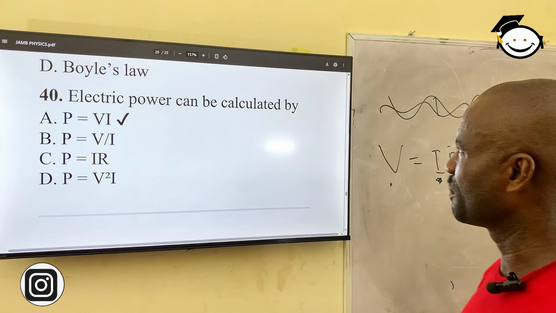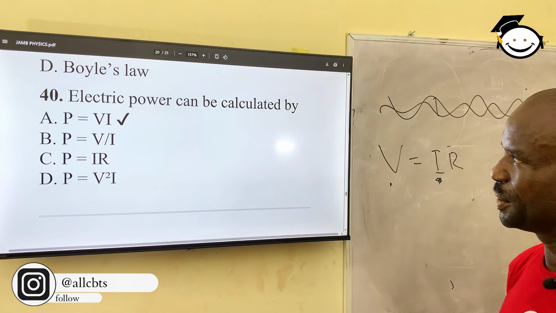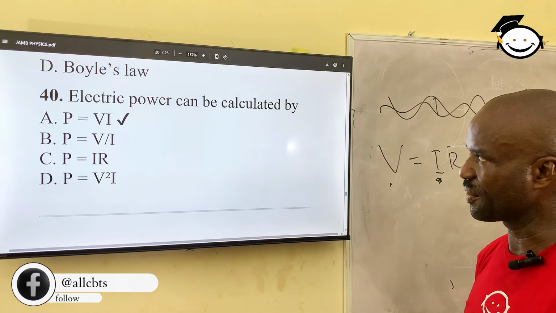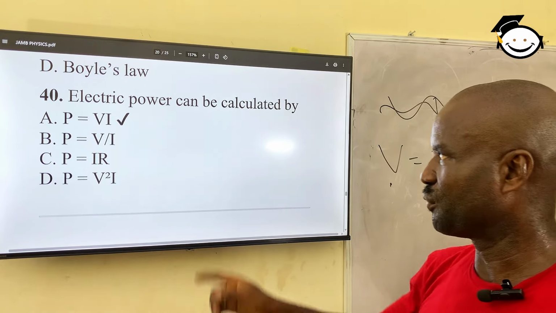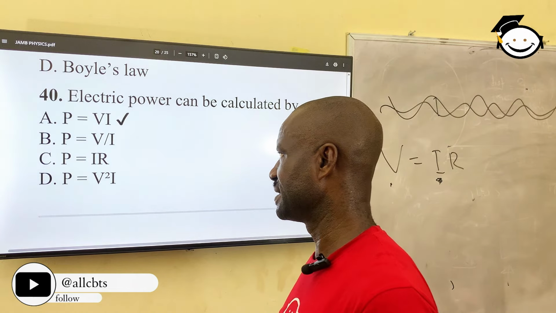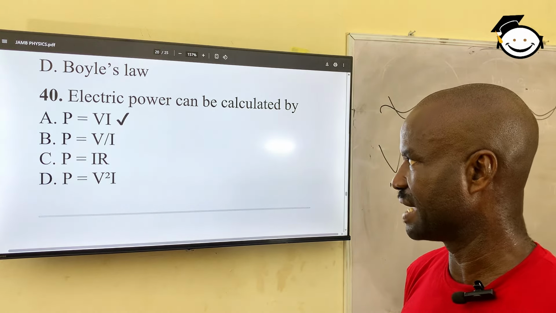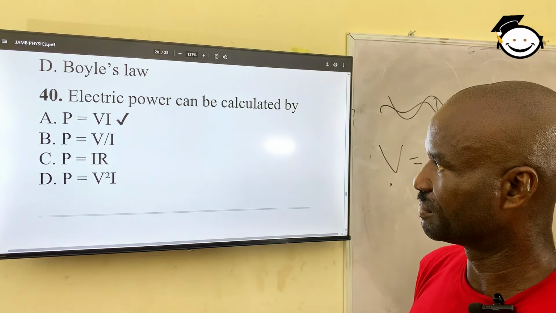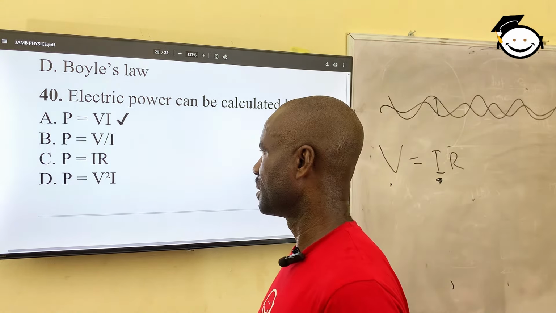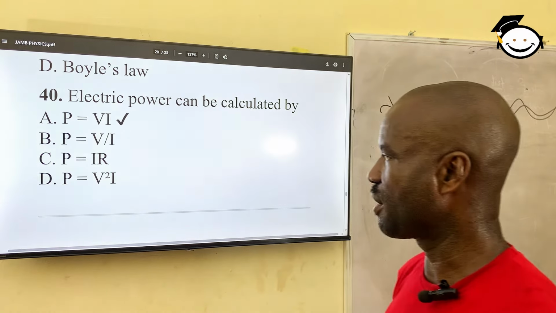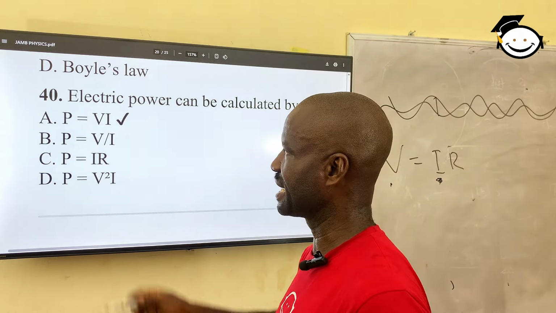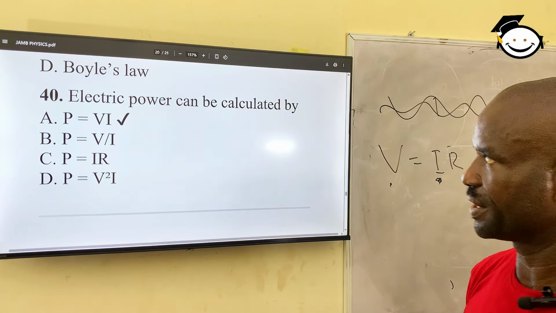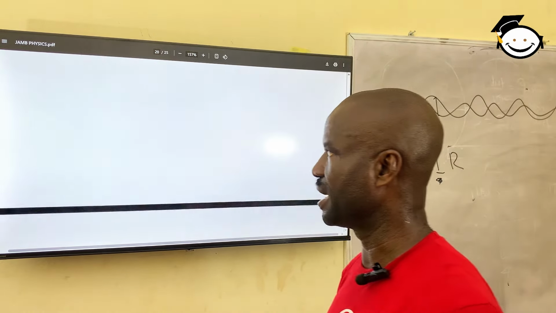Question 40. Electric power can be calculated by A, P, that is power equals voltage times current. B, power equals voltage over current. C, power equals voltage times resistance. D, power equals the square of voltage times current. The correct answer is A. Power equals voltage times current, that's P equals VI.